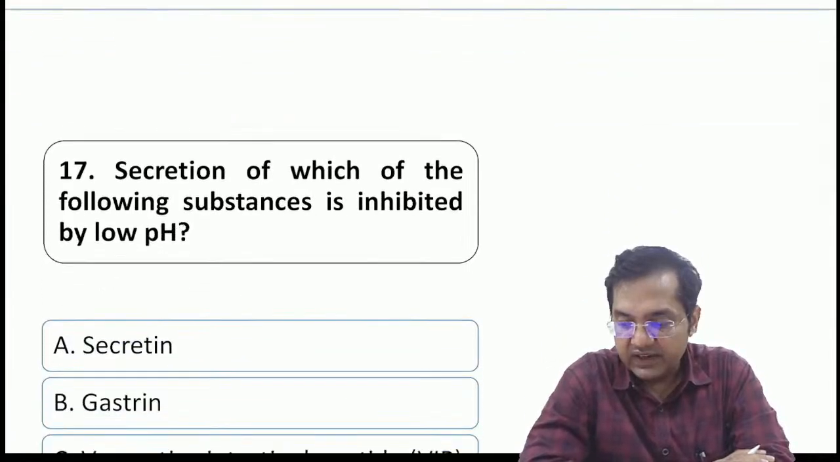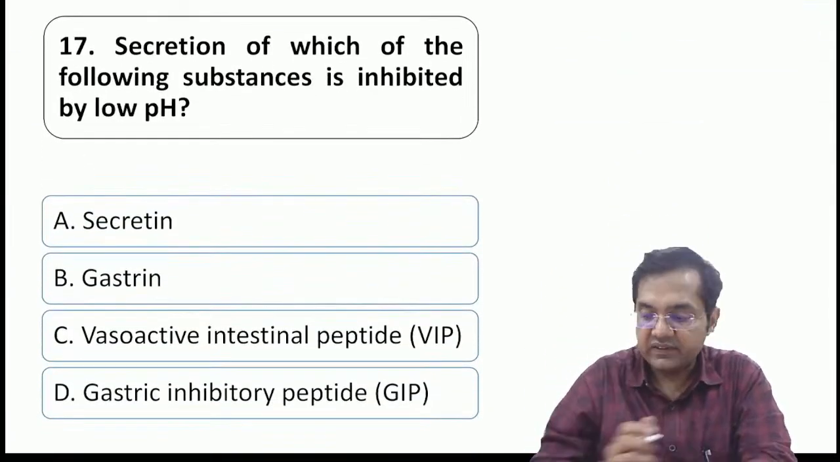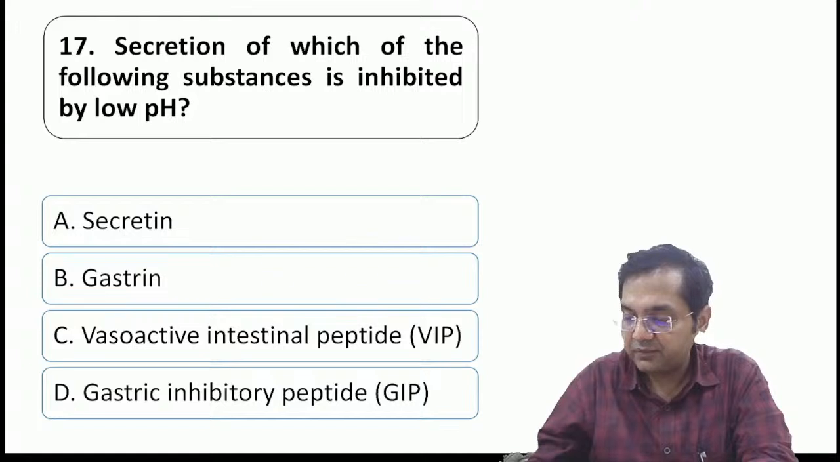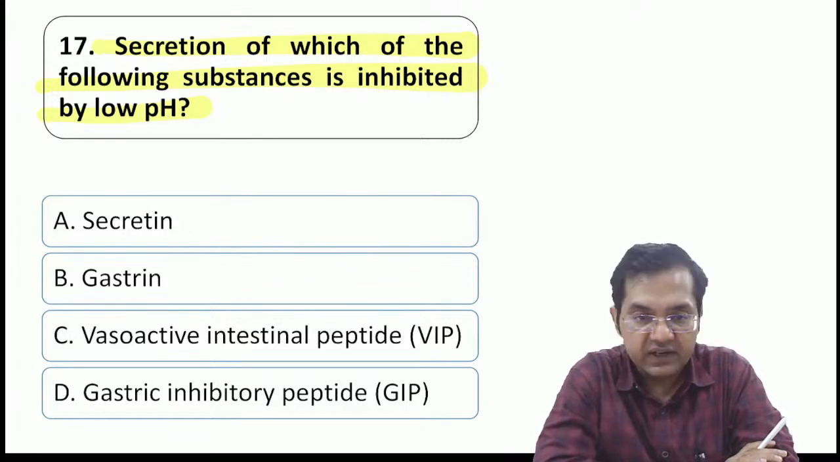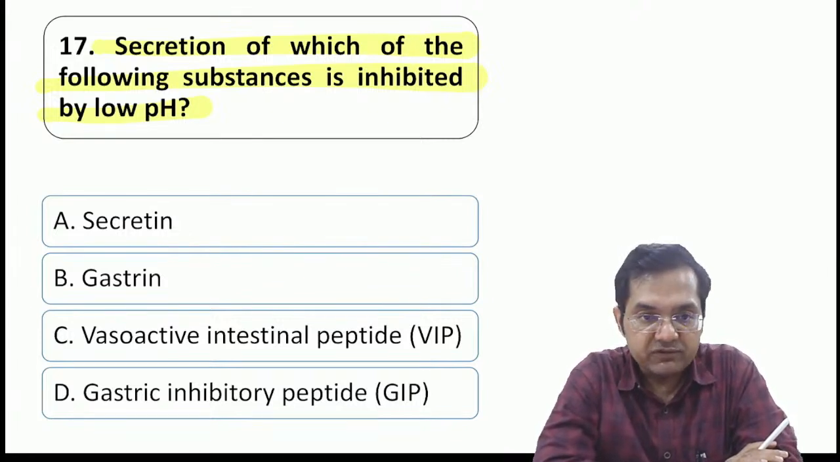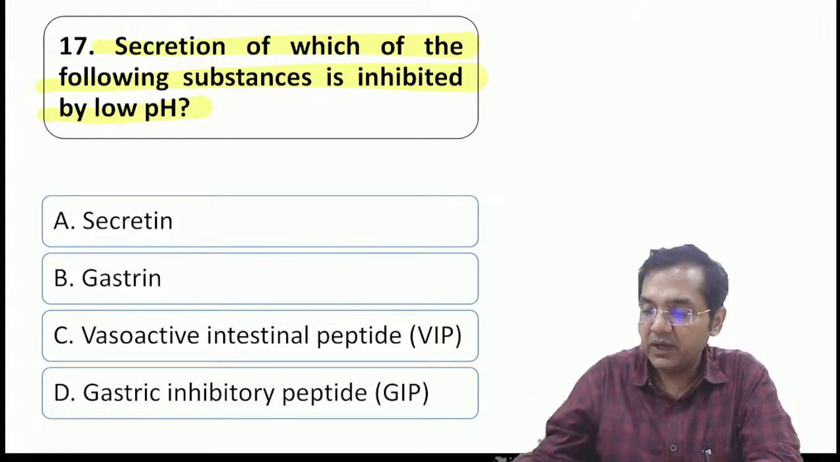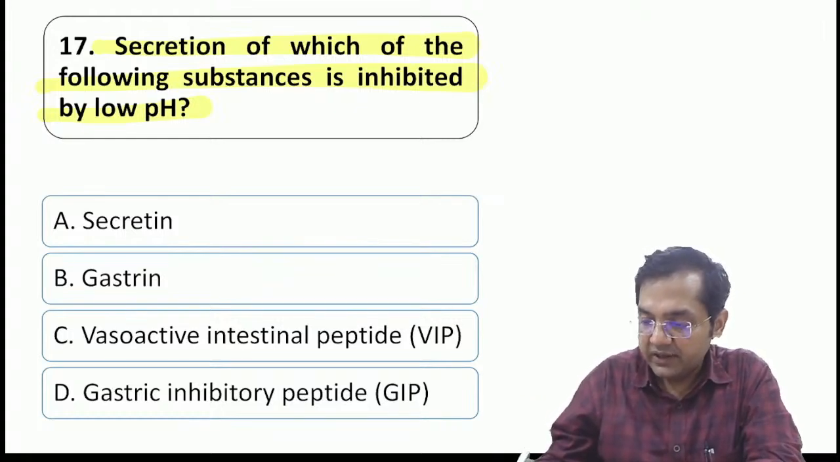17th one, secretion of which of the following substances is inhibited by low pH? Another expected question for the exam. Which of the following substances is inhibited by low pH? Yes, Sharply, that is right. Secretion of which of the following substances is inhibited by low pH? That means acidity.